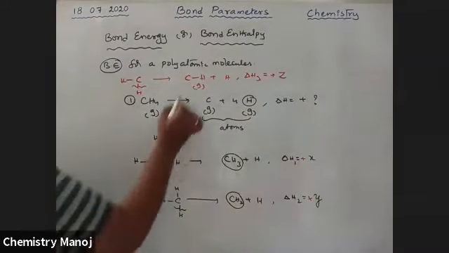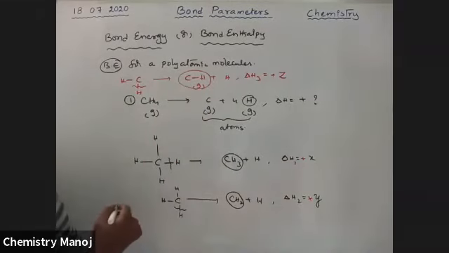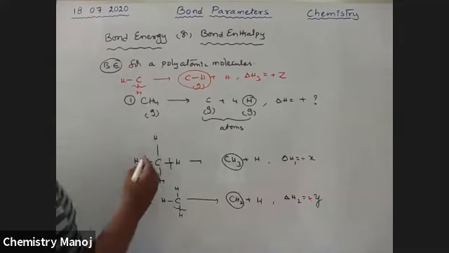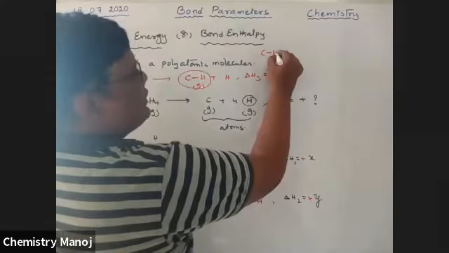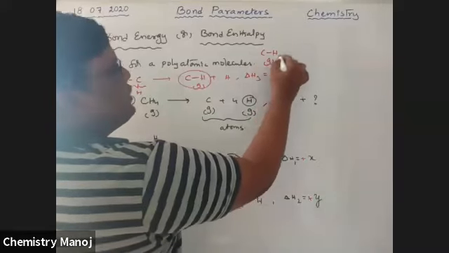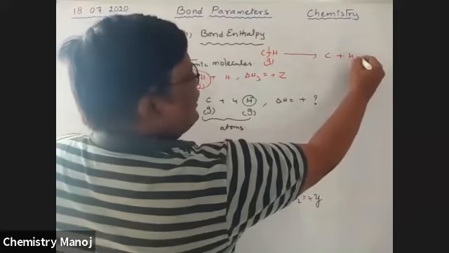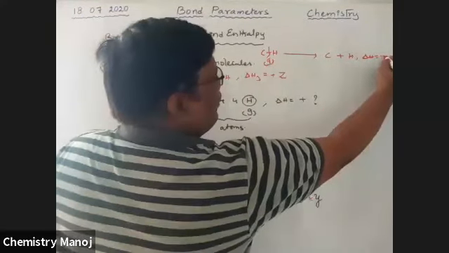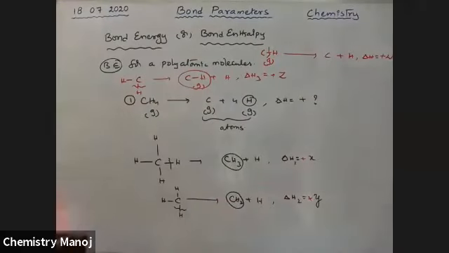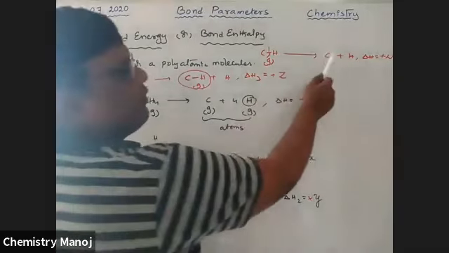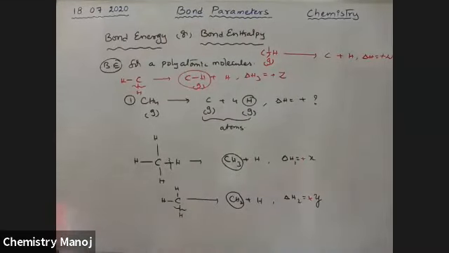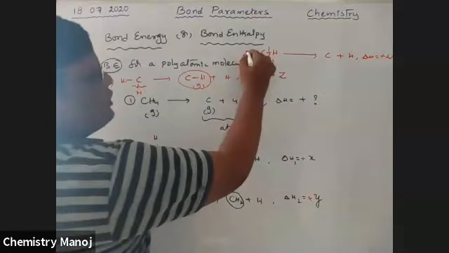Now we have CH bond. I am writing here, there is a CH bond which is in gaseous state. So some energy is used that converts it into C plus H. Here delta H is equal to plus W. So now carbon is free with hydrogen atoms. So this is the first step, this is the second step, this is the third step, this is the fourth step.